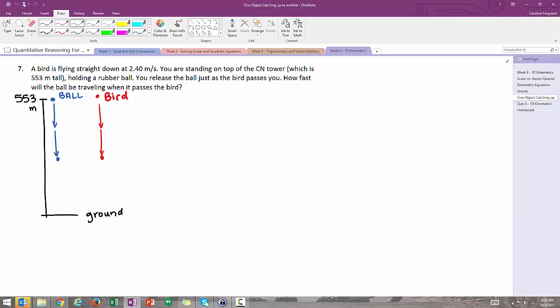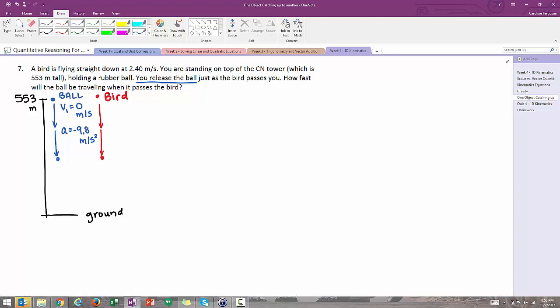So the ball is starting off. It tells you that you release the ball. So that means it's starting off at rest. So the initial velocity is 0 meters per second. It didn't tell you that you threw the ball. You just released it. You let go of it. So it started off at 0 meters per second. The ball is falling due to gravity, so the acceleration due to gravity is always 9.8 meters per second squared, and it always points straight down. So that's why we're going to put a negative sign in front of it.